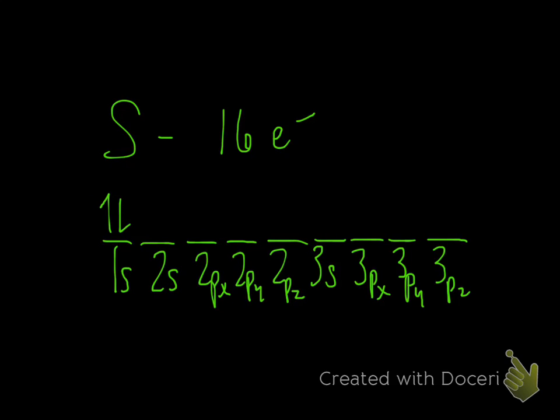We have 2 in the 1s. We start the second main energy level with the 2s subshell, and we fill the 2s orbital. We then start into the 2p subshell, and we fill all of the 2p orbitals. We're now up to 10 electrons. We start on the third main energy level with the 3s subshell, and we fill the 3s orbital.